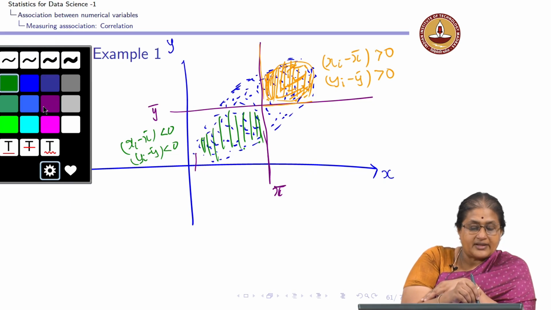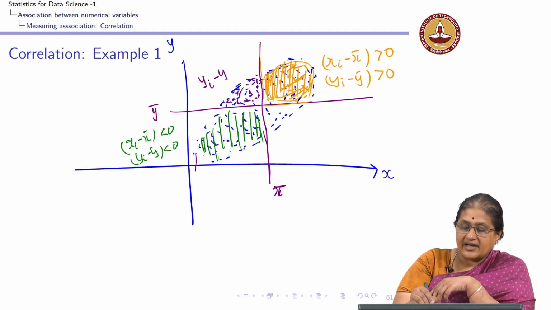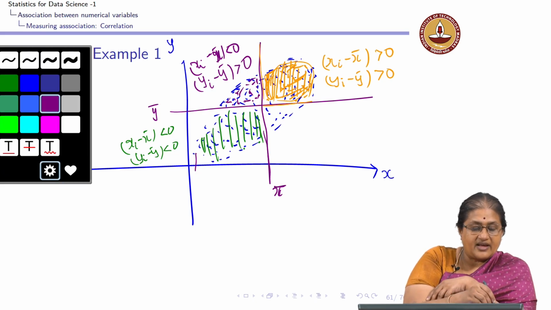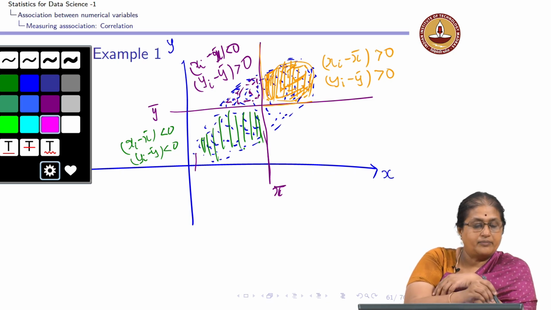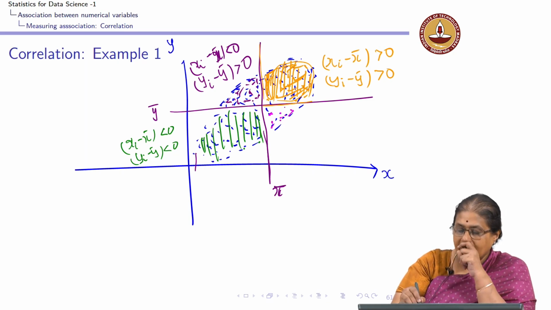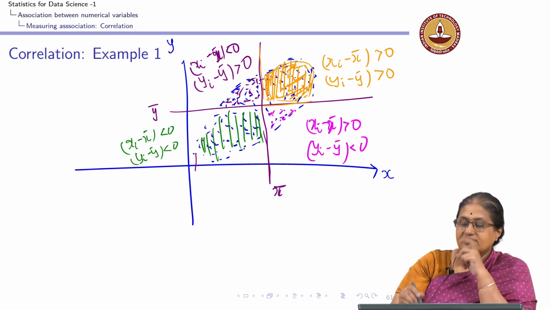Now, if I look at the purple area, I find the yi's are greater than the y bar, whereas my xi is less than the x bar. And in this final area, the smaller area here, xi minus x bar is greater than 0, whereas yi minus y bar is less than 0.